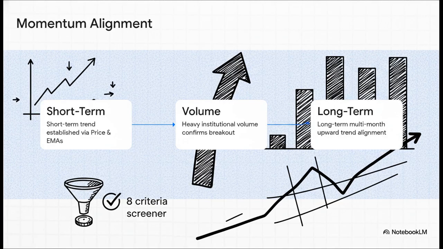What this is doing is brilliantly illustrating the concept of progressive momentum alignment. The algorithm isn't just throwing darts. Step 1 makes sure a short-term trend is actually happening. Step 2 requires heavy institutional volume to confirm the breakout is real, not just a bunch of retail noise. And Step 3 ensures this short-term explosion is happening within the context of a solid, long-term upward trend. The screener literally requires all 8 of those criteria to fire before it passes a stock.